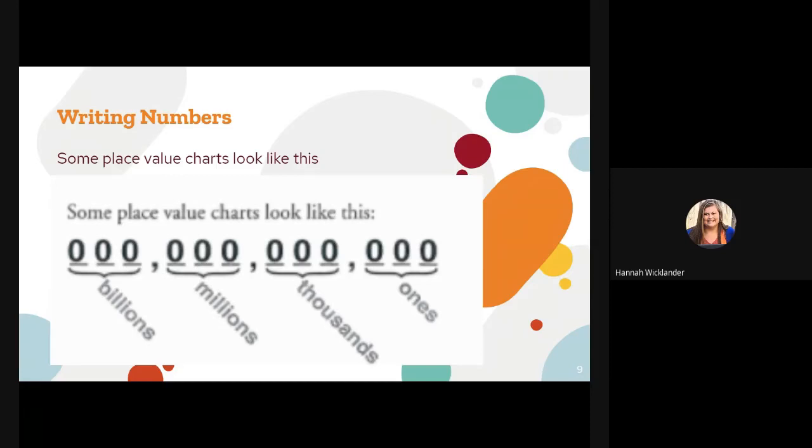Okay, now we're on to writing numbers. Some place value charts look like this, where they have commas in between every 3 numbers. So then there's the ones, thousands, millions, and billions.